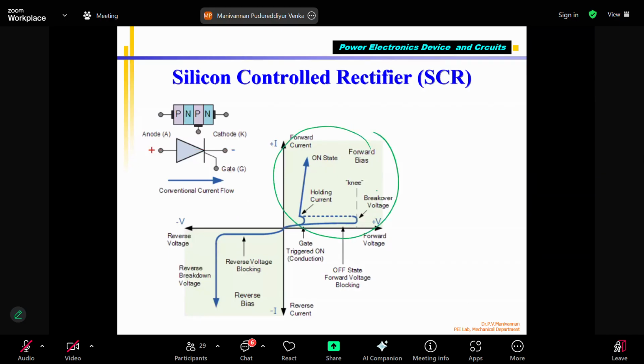There are different regions mentioned, in which you can see the blue color showing the current flow, correct? Voltage is on the x-axis, and the y-axis is the current flow. In forward bias condition, if I give the appropriate voltage and a trigger pulse, the SCR can be made to conduct at any voltage. At 10 volts, 20 volts, 30 volts, any voltage you can make it conduct. But if you apply a voltage more than the breakdown voltage, even without a gate pulse, the SCR will start conducting. Then the SCR is of no use.